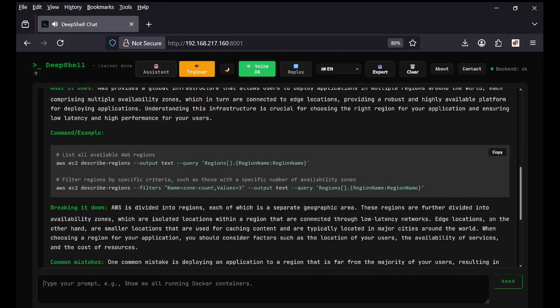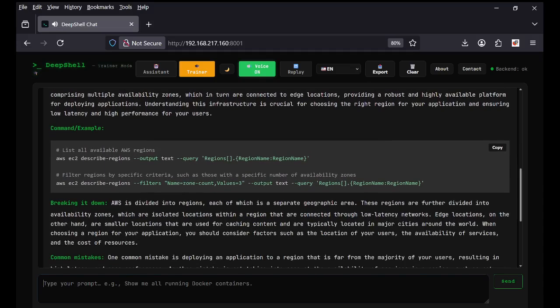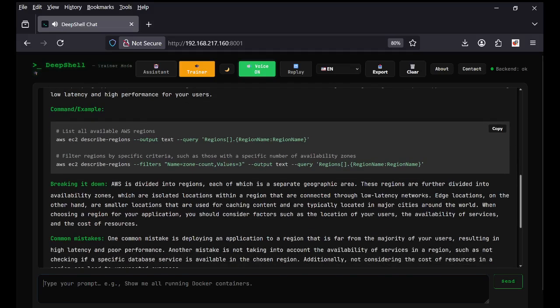Command example. Breaking it down, AWS is divided into regions, each of which is a separate geographic area. These regions are further divided into availability zones, which are isolated locations within a region that are connected through low latency networks. Edge locations, on the other hand, are smaller locations that are used for caching content and are typically located in major cities around the world. When choosing a region for your application, you should consider factors such as the location of your users, the availability of services, and the cost of resources.